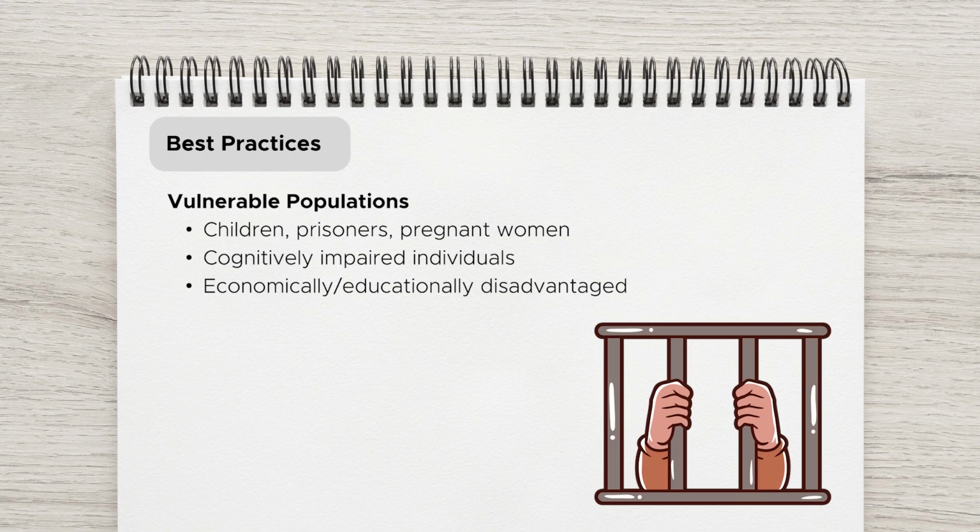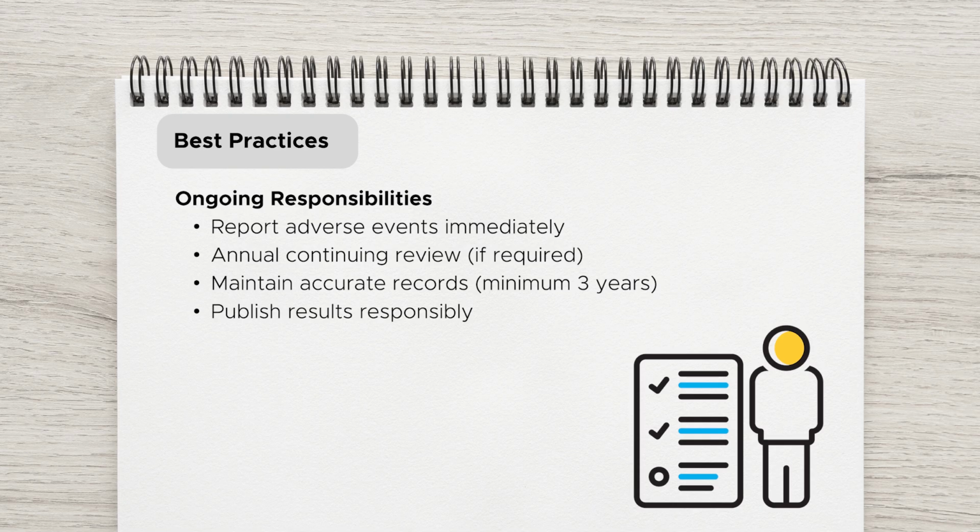As we have been talking about, the vulnerable populations need special attention and additional safeguards. These vulnerable populations could be children, they could be prisoners, they could be pregnant women. They could also be cognitively impaired individuals or economically and educationally disadvantaged groups of population. However, it's important to be cognizant of these vulnerabilities and make sure that the experimental protocol takes into consideration the vulnerabilities of such populations before rolling out the experiment.